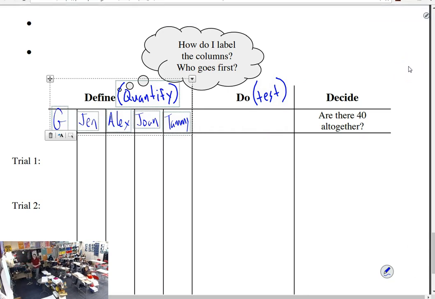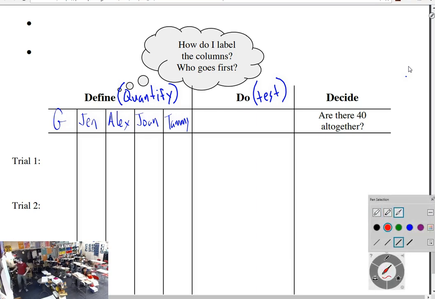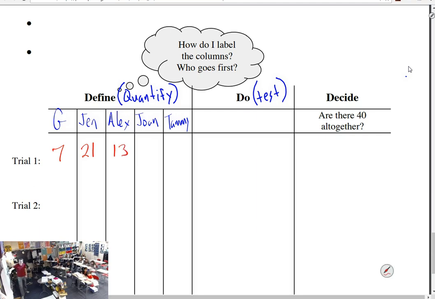What would be a guess for Grace? Anyone work one that got close? 7? Yeah, she made 7 baskets. Try this out. Grace made 7. Jen is 3 times that. 7, 14, 21. 7 plus 6, 13. Joan and Tammy, that minus 4.